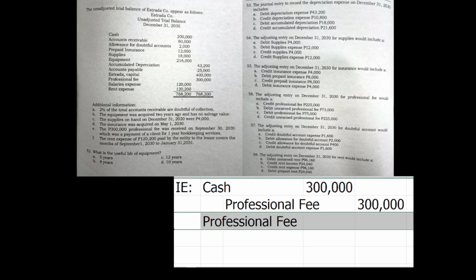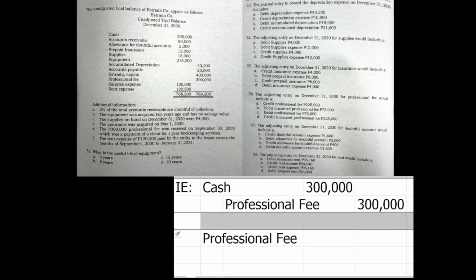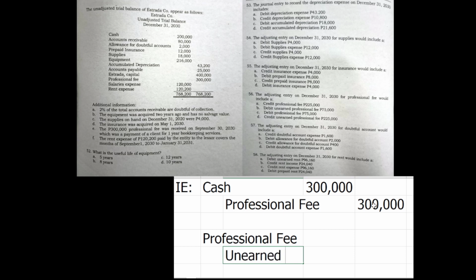Wait a minute, lagyan natin ng konting space. Okay? And then, credit tayo ng, okay, ganito. Yung mangyayari is, since hindi naman talaga natin revenue yan, magiging liability natin yan. So, credit tayo ng unearned professional fee. So, yan yung entry natin.